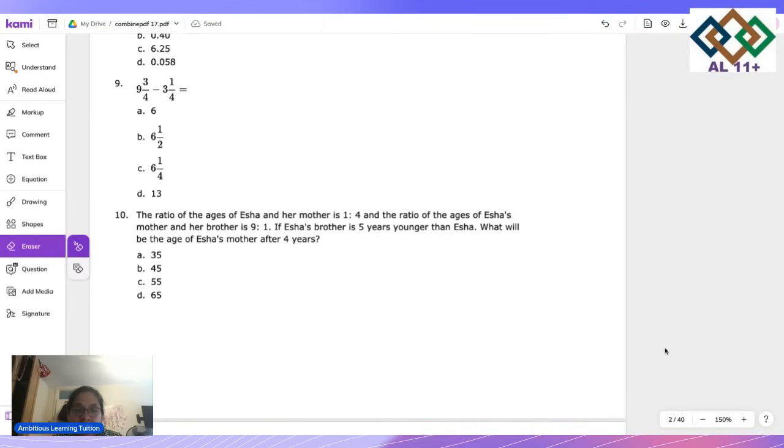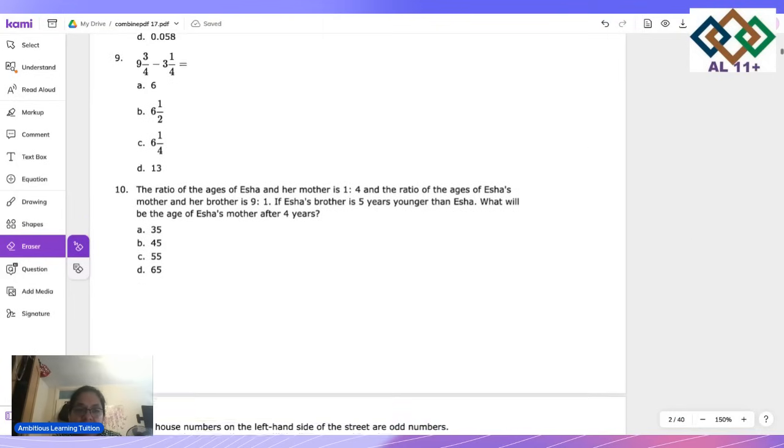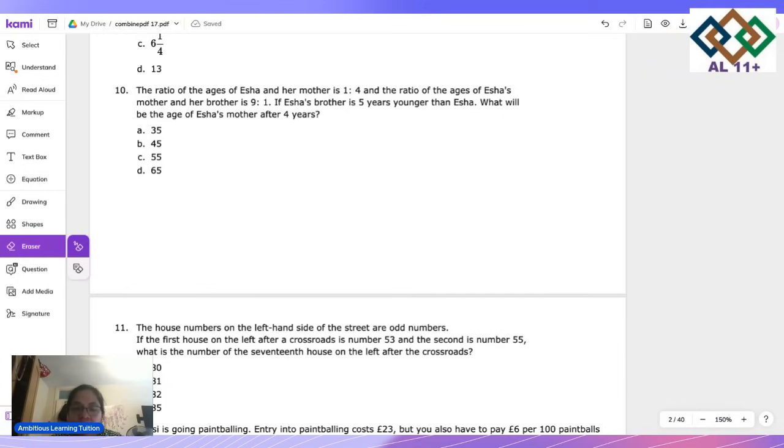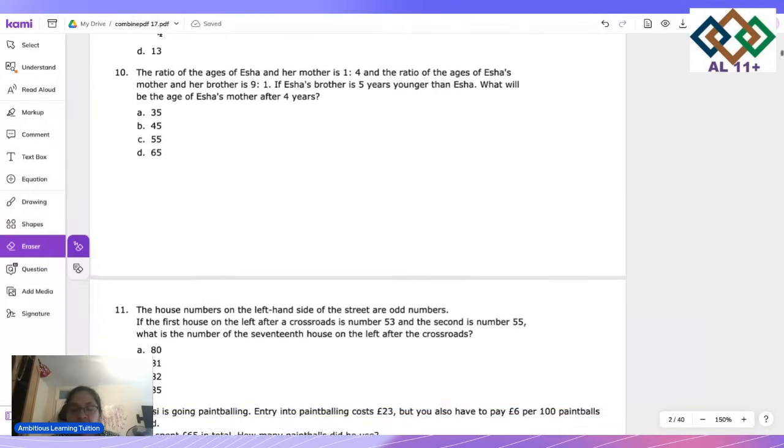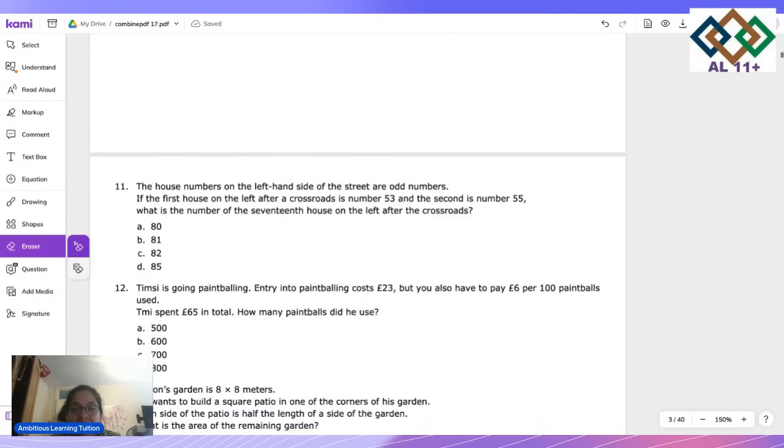This is about fractions, number 9. And then you have another one for ratio. You have to work out: the ratio of the ages of Isha and her mother is 1 to 4, and the ratio of the ages of Isha's mother and her brother is 9 to 1. Isha's brother is 5 years younger than Isha. What will be the age of Isha's mother after 4 years? So you have to think about that and do it.